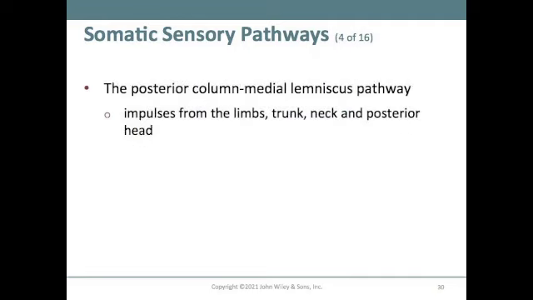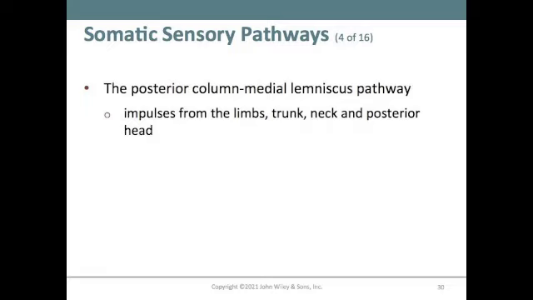Moving on to the next slide. The posterior column medial lemniscus pathway conveys nerve impulses for touch, pressure, vibration, and proprioception to the cerebral cortex. This pathway begins with first-order neurons that extend from the peripheral sensory receptors into the spinal cord. After entering the spinal cord, axons of these first-order neurons ascend to the medulla via a tract known as the posterior column. Once the axons of the first-order neurons are in the medulla, they synapse with second-order neurons.